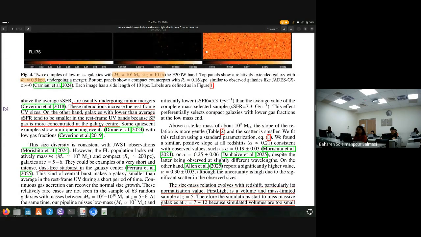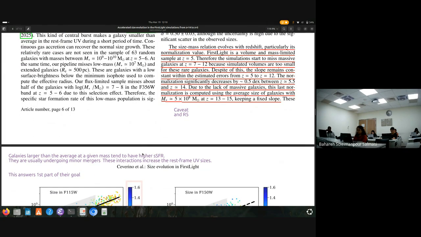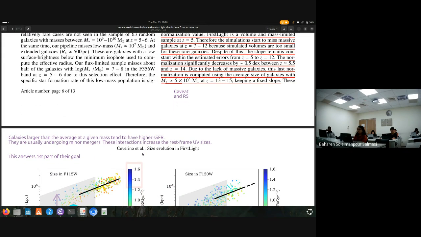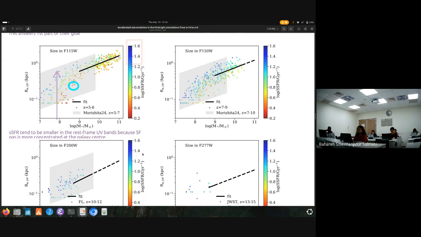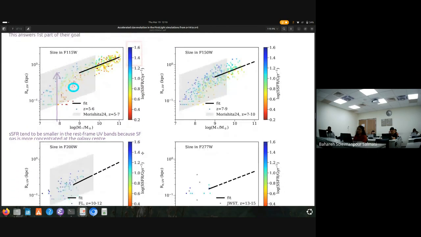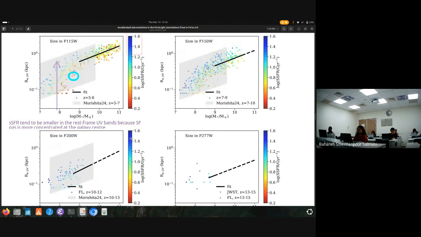Yes, so that's what they have the results for. What they also say, which I don't agree with, is that the slope of this relation stays constant even at higher redshifts. However, I don't think that this line actually fits the data. So this is very confusing for me.